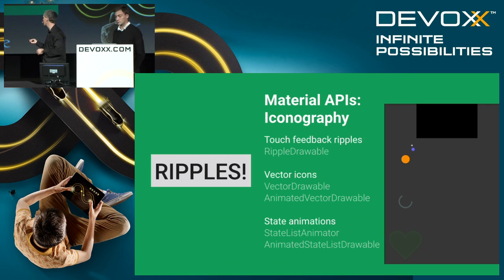And then animated state list drawable is the idea that you could animate between different states using PNGs. Instead, if you want to do a more traditional keyframe, you can actually do that now to animate between states of a view as well. Yeah, that's what's used, for instance, for the checkboxes or the radio button. When you check a checkbox, you'll see a nice little animation that's done with the animated state list drawable.